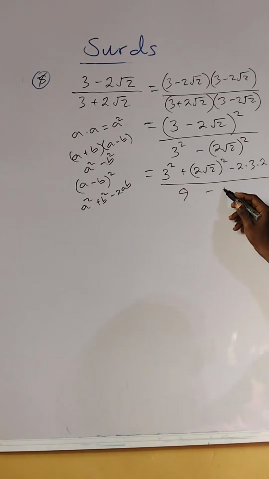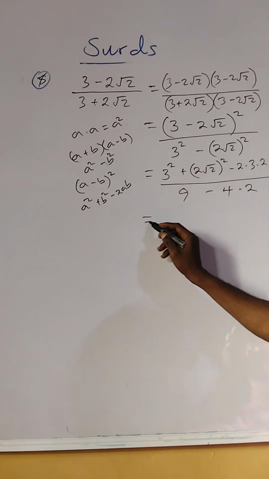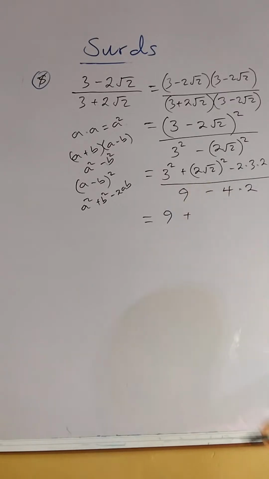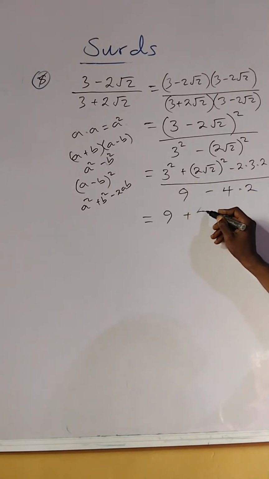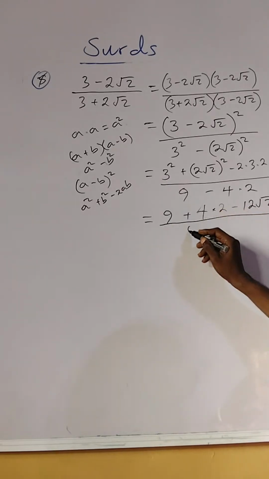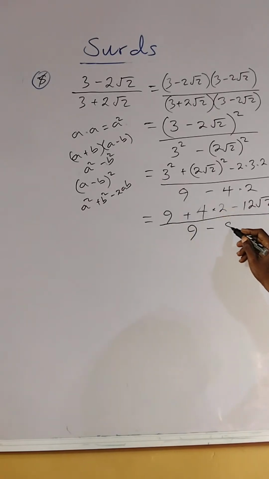The square affects 2, that's 4. The square affects root 2, that's 2. So 4 times 2. As this, we have 3 square, 9, plus also the square here affects 2 and root 2. Then the square of 2 is 4, times root 2 square, also 2, minus 2 times 3 times 2. 2 times 3 is 6, times 2, 12. That's 12 root 2 over 9 minus 4 times 2, 8.